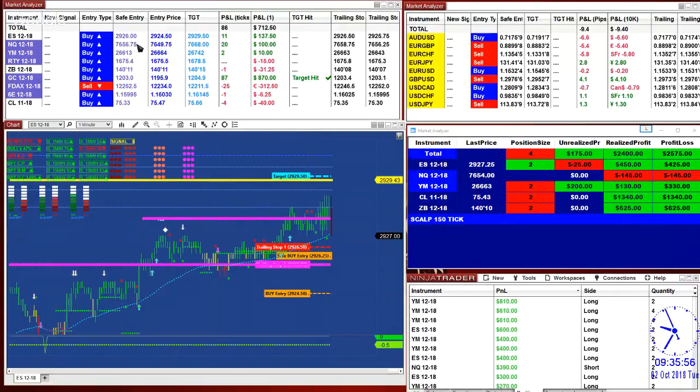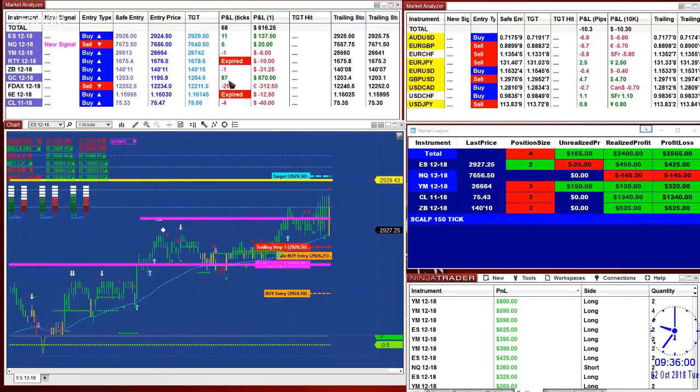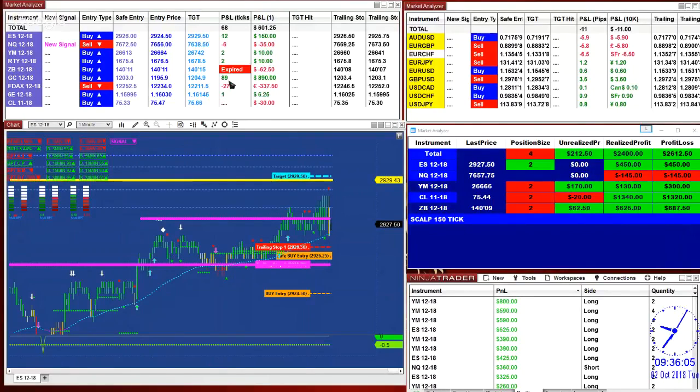So as an example, right now the market has changed direction, and that's why we have a new signal right now as we speak on the NASDAQ. The NASDAQ entry price is 76.56, and the target is 76.3850.